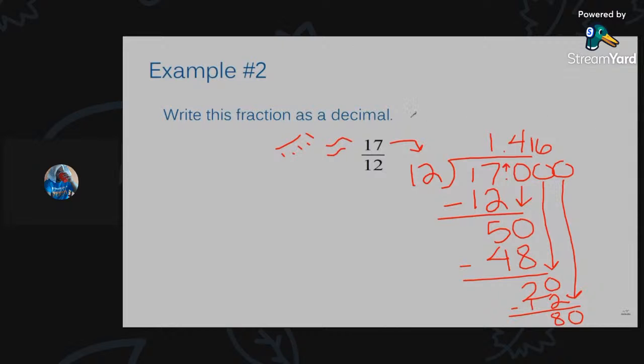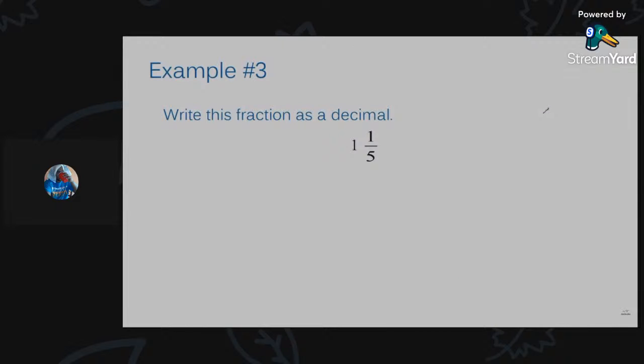In this case, the directions didn't specify, so let's just round to the first 2 places. This 6 would cause this 1 to round up 1. So this answer would be 1 and 42 hundredths. If you're not so good with rounding, check out my video on rounding. I have a video for rounding whole numbers as well as rounding with decimals. So the answer for example number 2 is 1 and 42 hundredths. Now let's move on to example number 3.